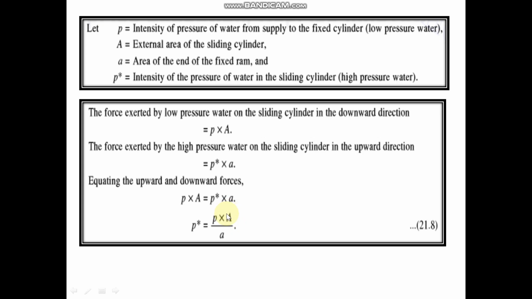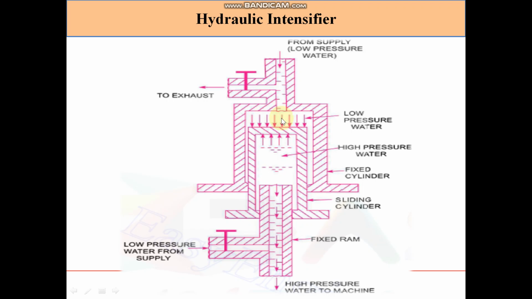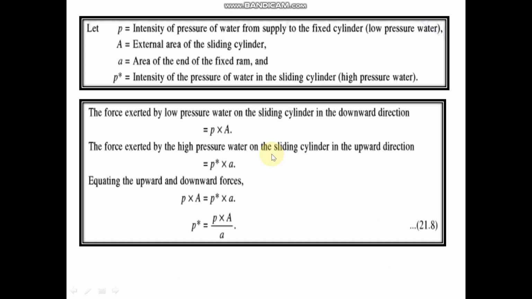We know that this ratio of A by small a is always more than 1, because the sliding cylinder area is always more than the small area, so their ratio is always more than 1. So it is possible to increase the intensity of pressure, and we can take advantage of it.